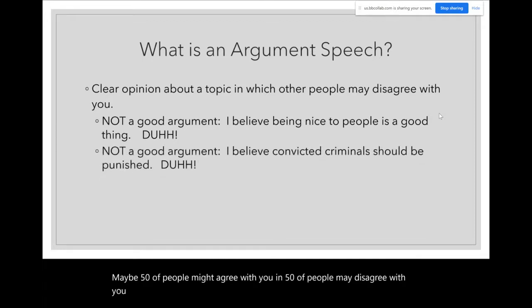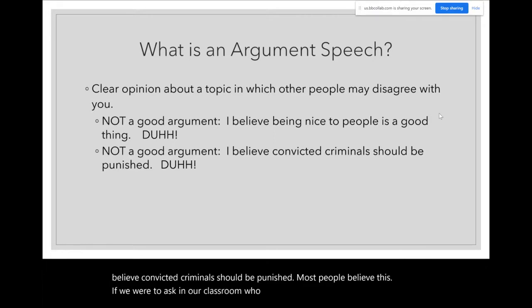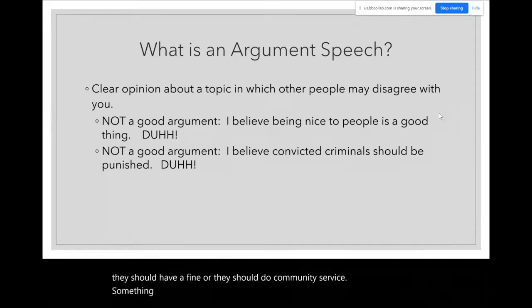Okay? Here's another example of one that is not a good argument. I believe convicted criminals should be punished. Most people believe this. If we were to ask in our classroom, who of you believe that convicted criminals should be punished, most of us would say, yeah, they should be punished. They should go to jail, or they should have a fine, or they should do community service, something like that. So again, this is not a good argument topic because most people already agree with you. Okay? Any questions about that so far?